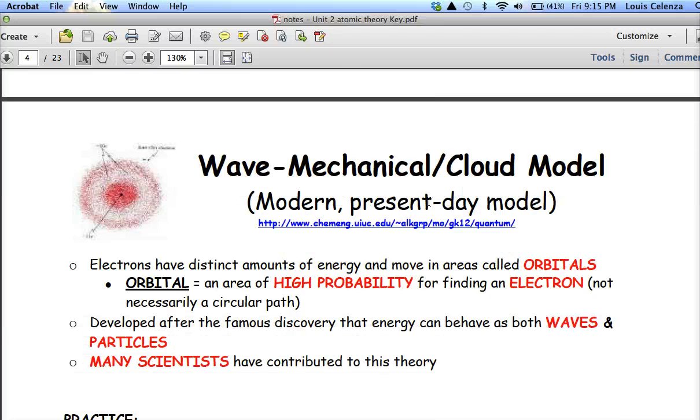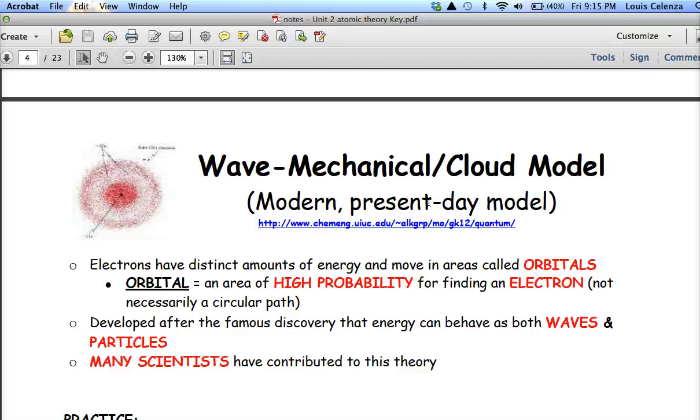Now to the last one. This is the current model of the atom. Again, it's extremely important that you make a note on your left-hand side. The Bohr model is not the present model of the atom. The wave mechanical or cloud model is the current model of the atom.